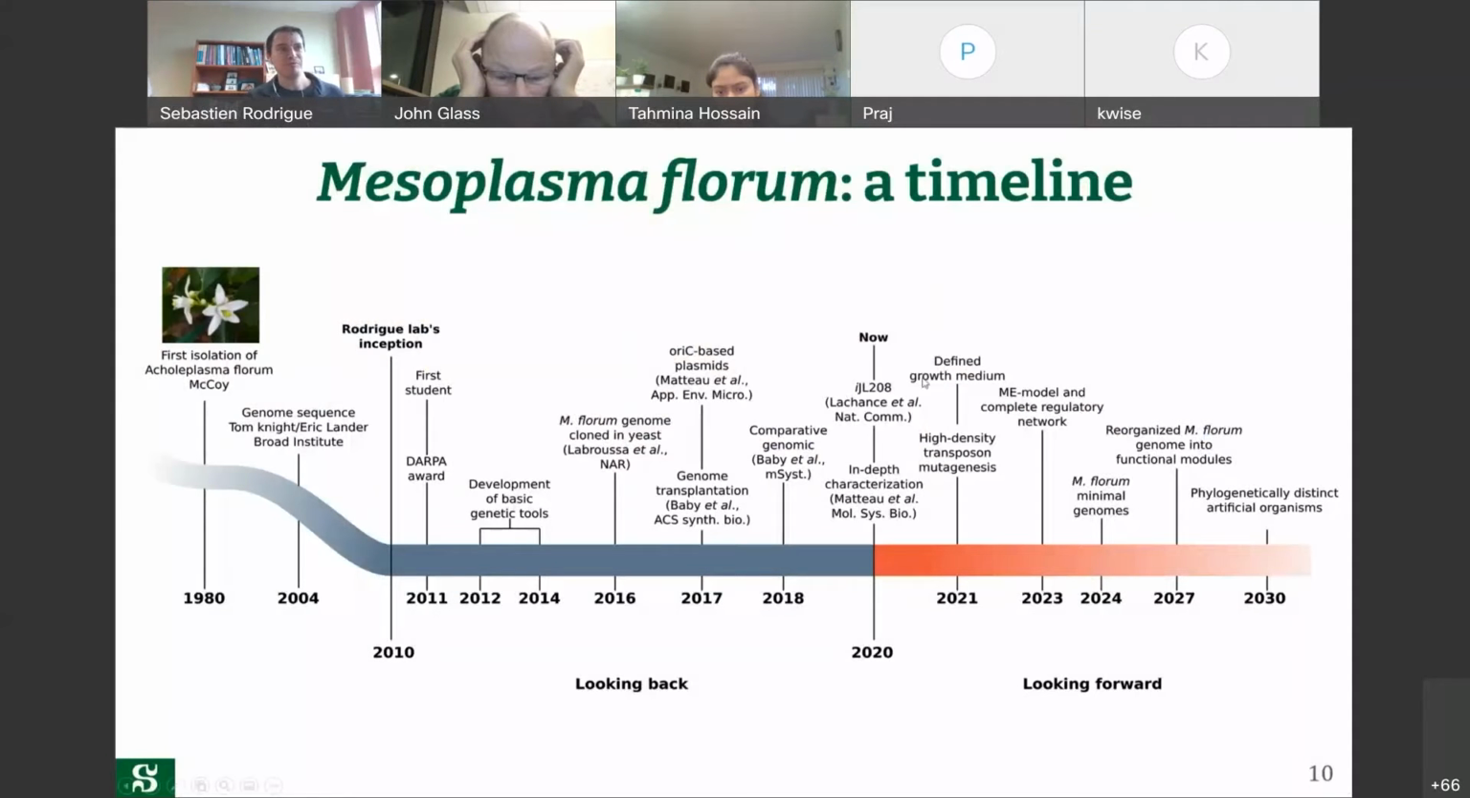And that brings me to pretty much where we are right now. So having these papers published, we wanted to have better transposon mutagenesis data because the density was a bit low with what we had from Tom Knight. So we started working on the defined growth medium and high density transposon mutagenesis.